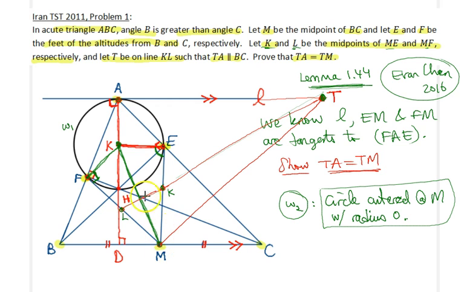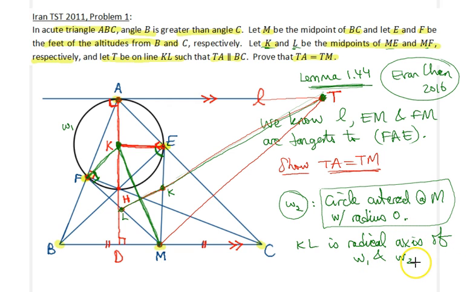Obviously it will be a line perpendicular to KM. K is the center of omega 1, M is the center of omega 2. It will be a line perpendicular to KM. Moreover, the radical axis will hit the midpoints of the tangency lines, but the tangency lines are simply EM and FM. So therefore KL is actually the radical axis of these two circles. So let's write that down. KL is the radical axis of omega 1 and omega 2, but then it means T is on that radical axis. So T is on that radical axis by definition.